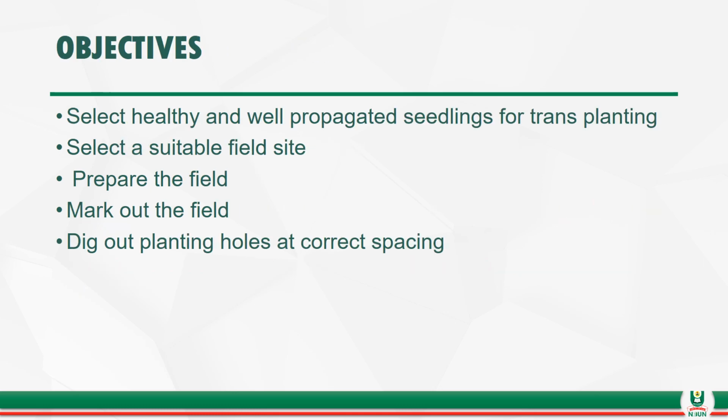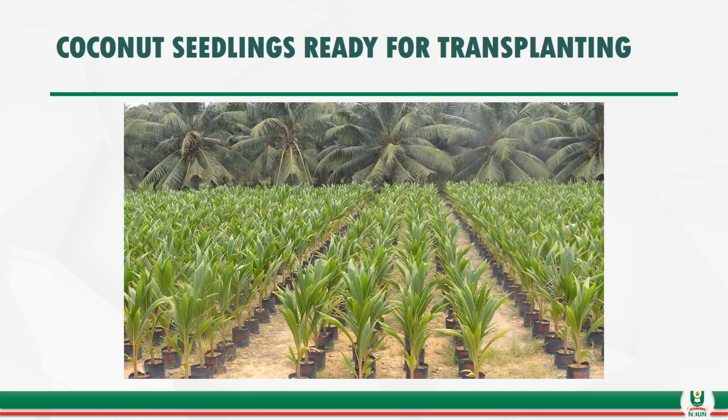We have five major objectives for this topic. Number one, select healthy and well propagated seedlings for transplanting. Number two, select a suitable field site. Number three, prepare the field. Number four, mark out the field. And number five, dig out planting holes at correct spacing.